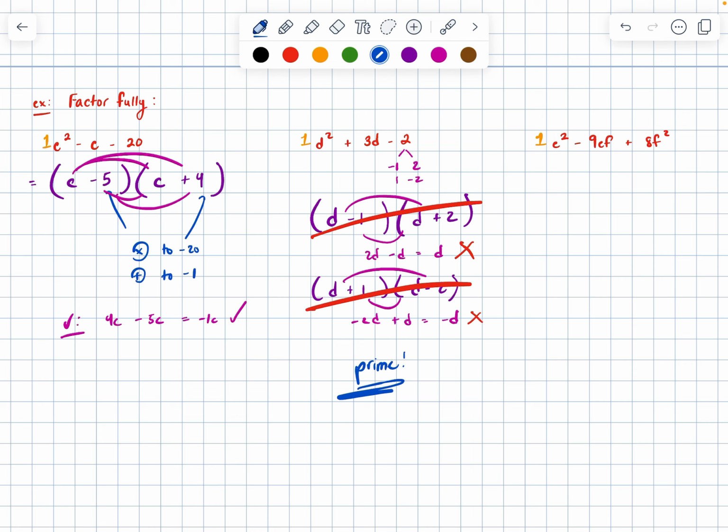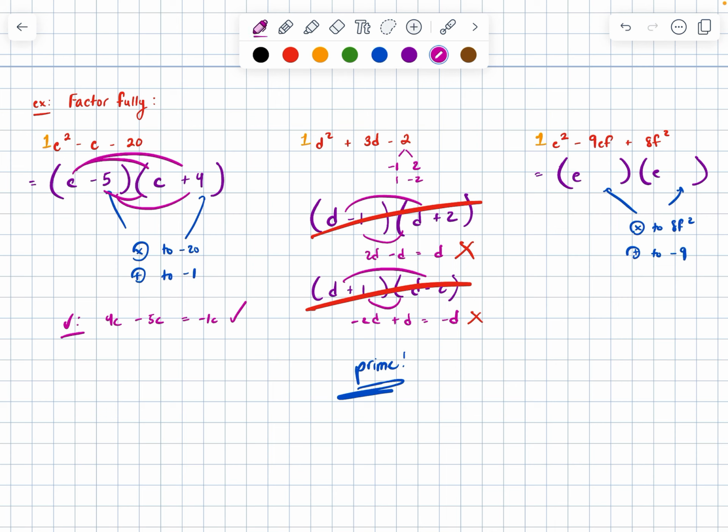Now, e squared minus 9ef plus 8f squared. So here, I know once again, if it's factorable, it should be the product of two binomials. At the front, I need to get e squared. It's got to be e times e. And at the back, I need two numbers here that are going to multiply to get 8f squared and add together to get that coefficient of negative 9.